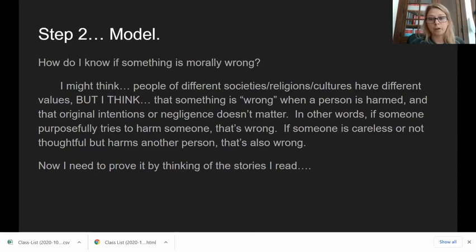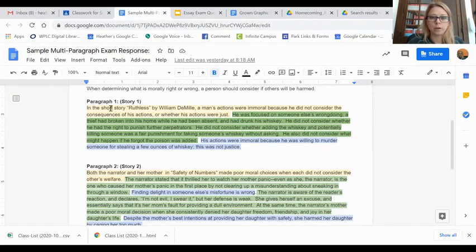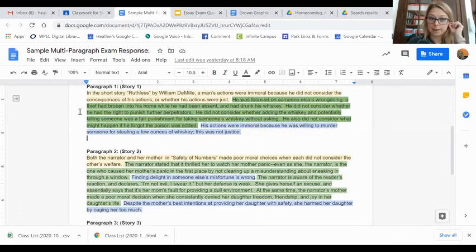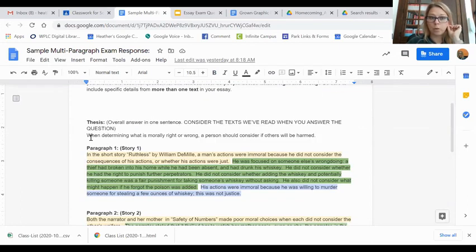Okay? You guys should spend some time going through this sample multi-paragraph exam response. I'm not going to read it here because you all can read. So here's my claim, evidence, reason for Ruthless, for Safety of Numbers, and for Marigolds. With my overall answer being, when determining what is morally right or wrong, a person should consider if others will be harmed.